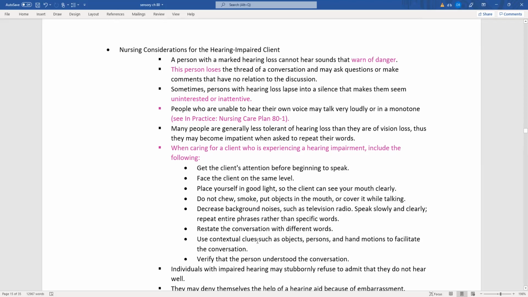Use contextual clues such as objects, persons, and hand motions to facilitate the conversation and verify that the person understood the conversation. Y'all don't do that with me though, but it's all good.